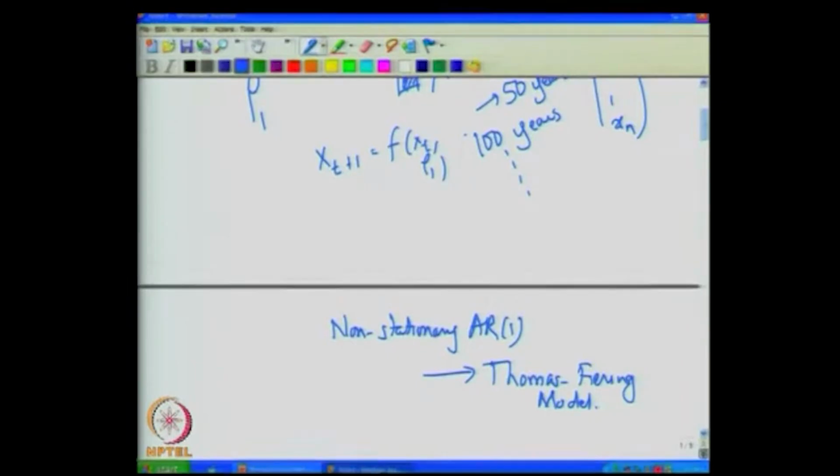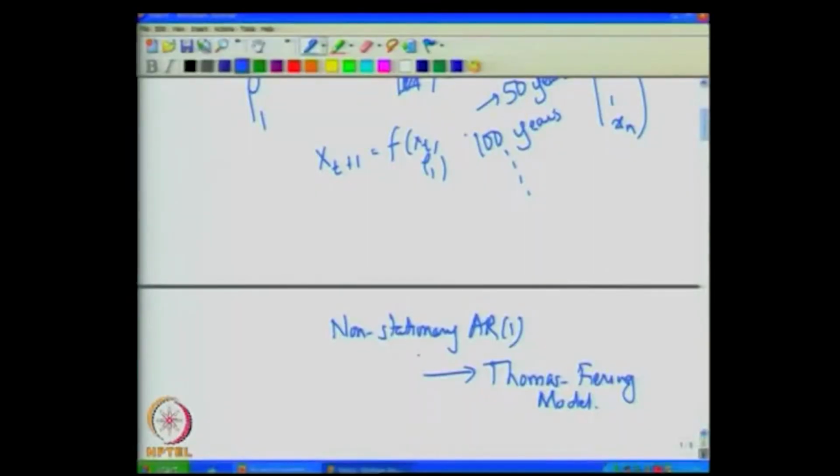It preserves the mean, the standard deviation and the lag 1 autocorrelations of the data. What do I mean by preserve? When you generate this data, let us say you generate the data for 100 years, next 100 years, the mean of that generated data will be close to the mean of the historical, observed data. Similarly, the standard deviation will be close to the historical observed data, and the lag 1 correlation is close to the observed data.